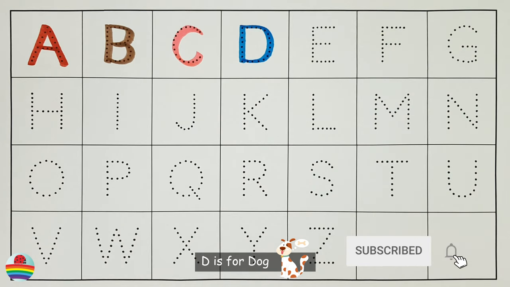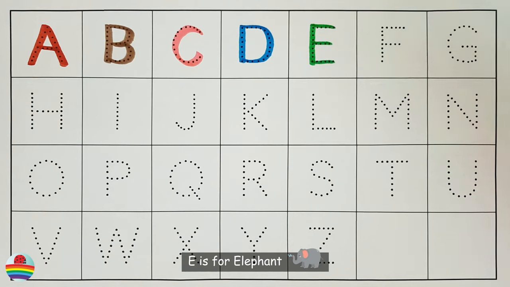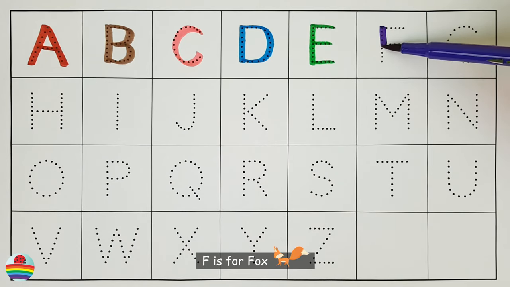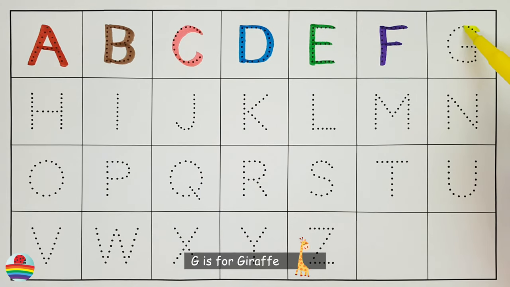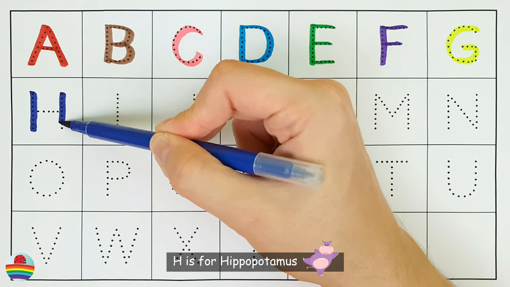E is for elephant. F is for fox. G is for giraffe. H is for hippopotamus.